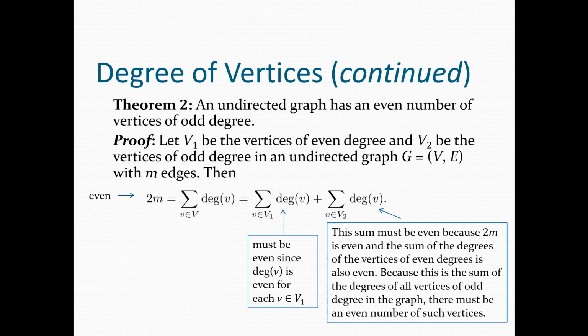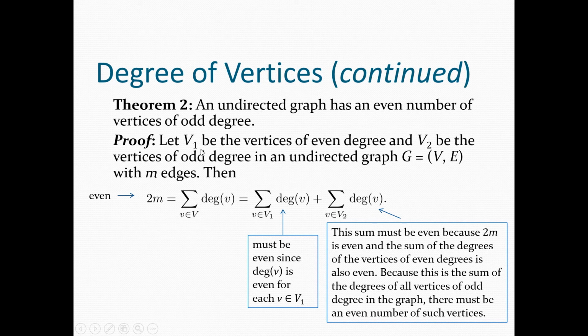So let's assume V1 be the vertices of even degree and V2 be the vertices of odd degree in an undirected graph G with m edges. So the number of edges is m. Now according to the handshake theorem, we have 2m is equal to the sum of degrees of all the vertices. So this is equal to the sum of degrees of all the vertices in V1 plus the sum of degrees of all the vertices in V2.